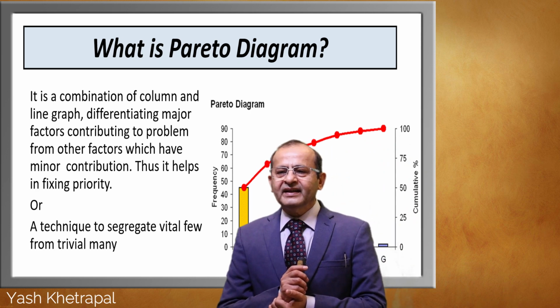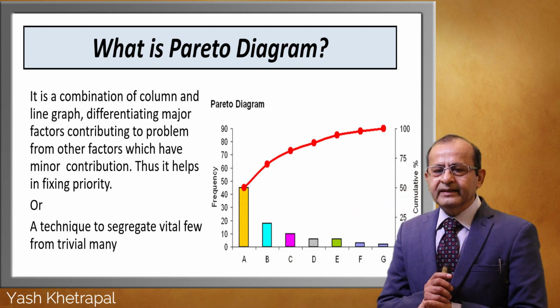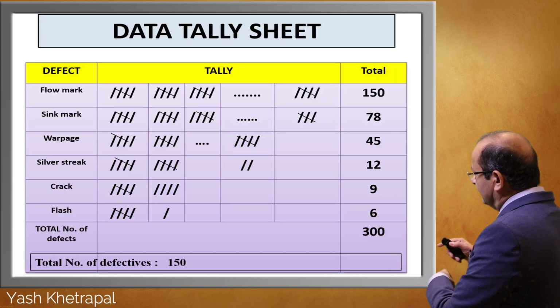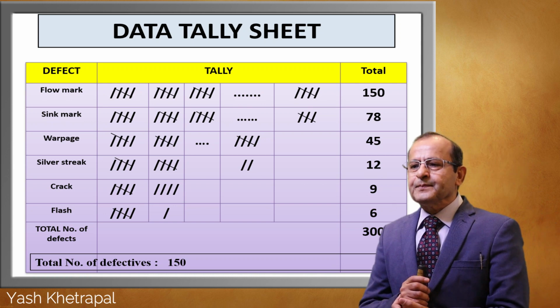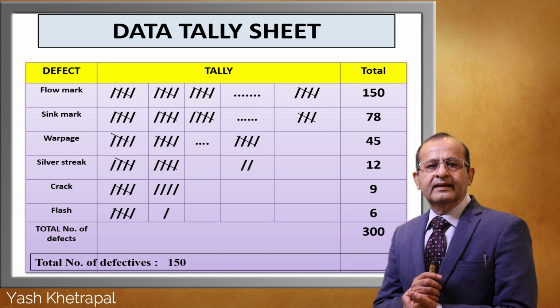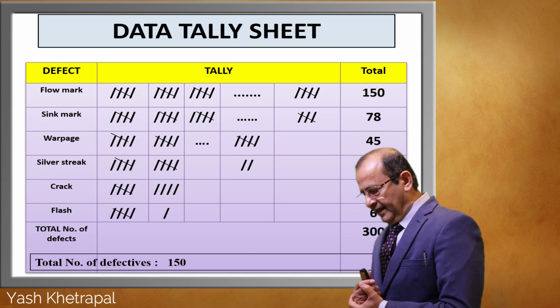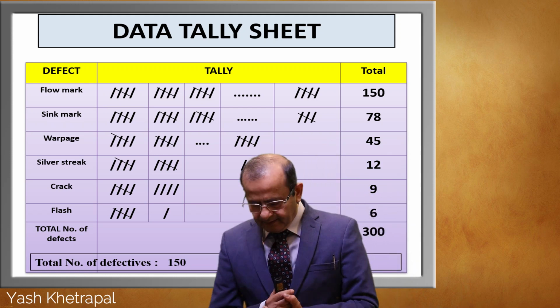How do we plot it? We take the data from the check sheet, the tally sheet. Look at this slide, there's the data. Then this data we sort in descending order.